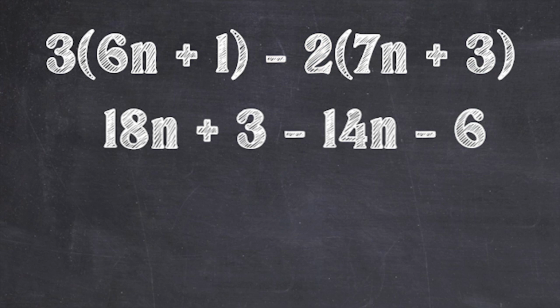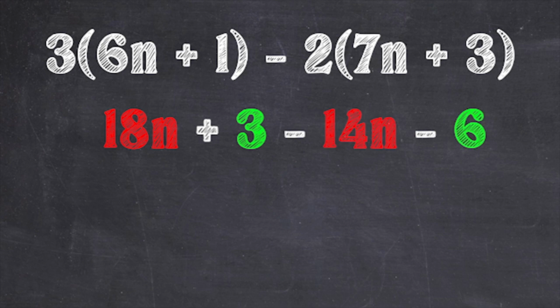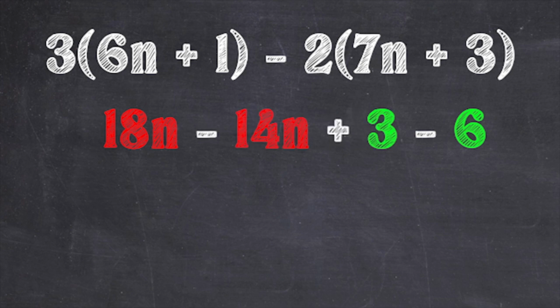Writing down all these terms gives us 18n plus 3 minus 14n minus 6. At this point, we have an algebraic expression with 4 terms. There are 2 pairs of like terms, the 18n and -14n, because they have the same variable, and the 3 and -6, because they are both constants. We can rearrange the terms so that the like terms are together. Combining 18n and -14n gives us 4n, and combining 3 and -6 gives us -3.